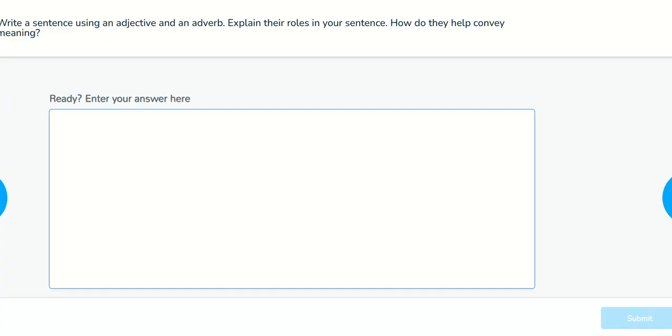All right, now it's your turn. Write a sentence in the comment using an adjective and an adverb. Explain their roles in their sentence. How do they help convey meaning?